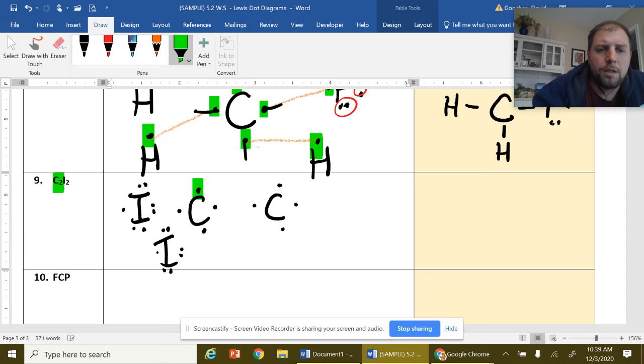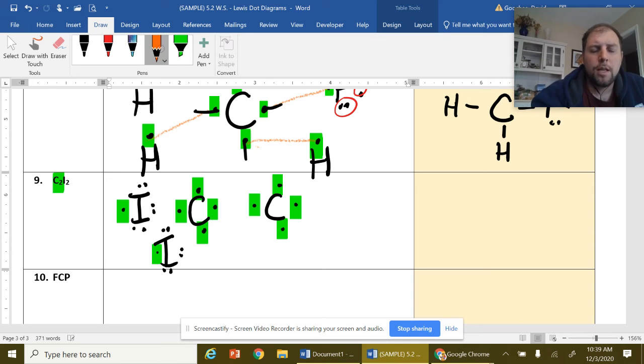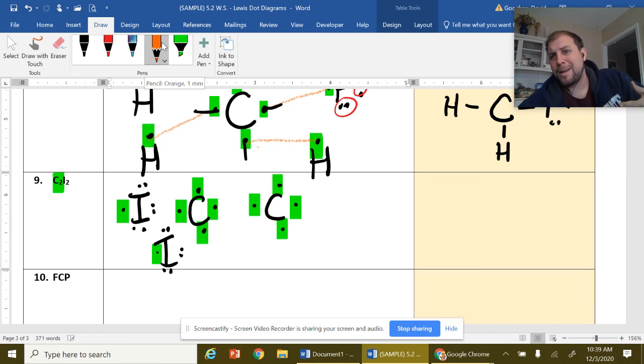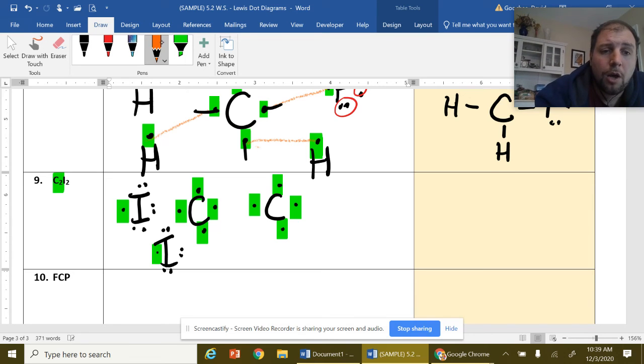Okay, so these carbons each form 4 bonds. These iodines each form 1. So let's say now I have to match this up. All right, let's see what happens. I'm gonna go through the process of something that's kind of tricky. All right, so I'll connect this guy to that one. Okay, I'll connect this iodine to this carbon right here. Okay, then I'll connect the dot from these carbons.